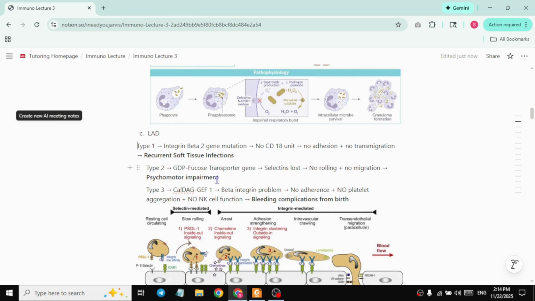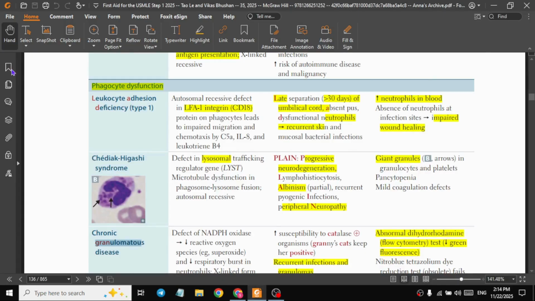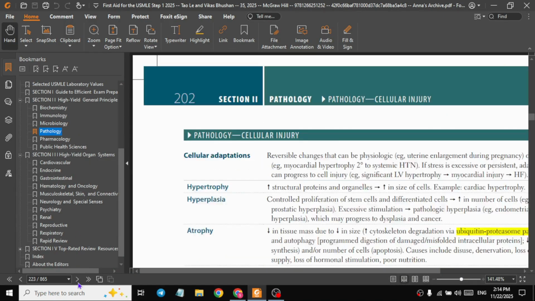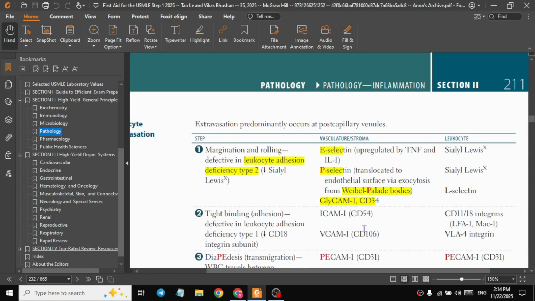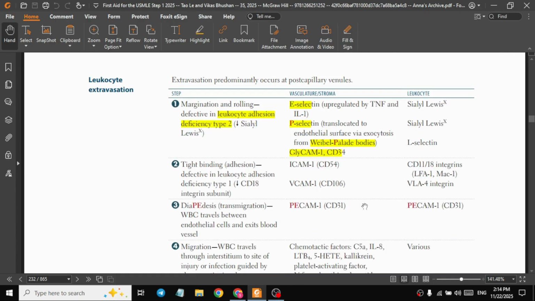And to do that, we have to look at the attachment and migration of lymphocytes and other immune cells into the tissue, right? The page you're going to refer to, if you're using just your First Aid, you're going to have to go to the pathology section and go to page 211. Okay. Now, within this diagram, you see there's a lot of things to remember, right?